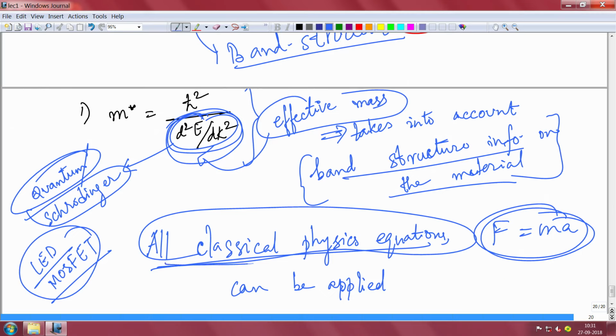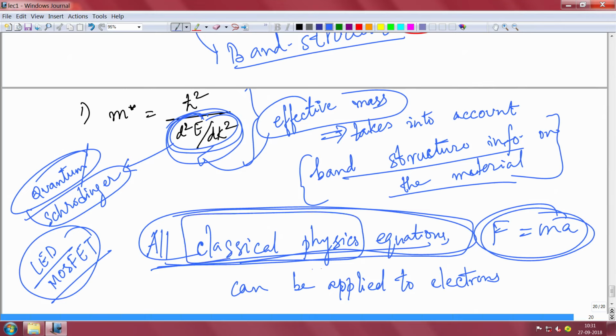So, all classical physics equations can be applied to electrons, although ideally you should not be able to apply classical physics to subatomic particles like electrons. They can only apply to bigger, macroscopic things like a table, a chair, a Costco ball, a football, and all these things you can apply classical physics to.